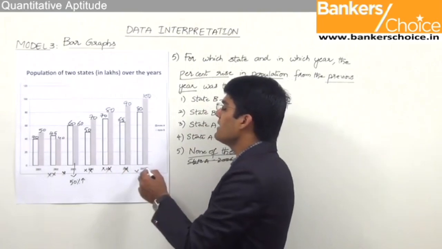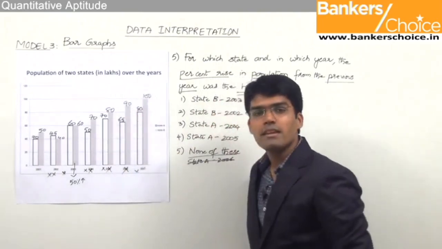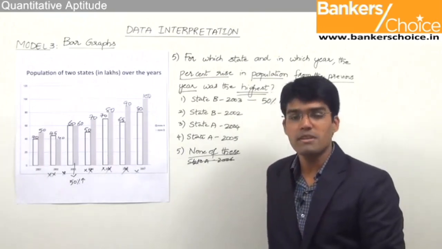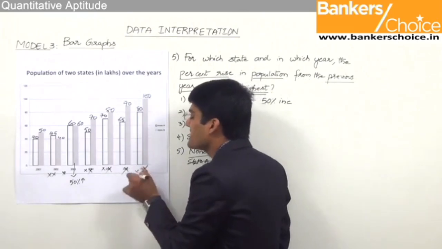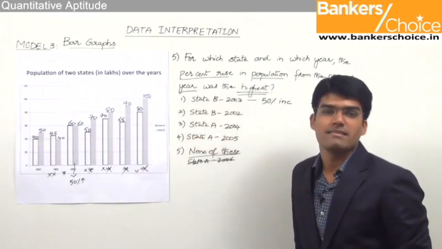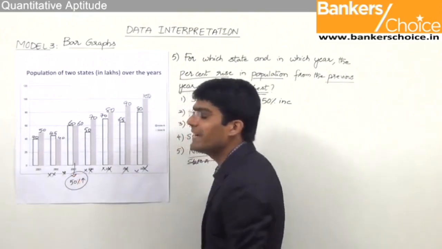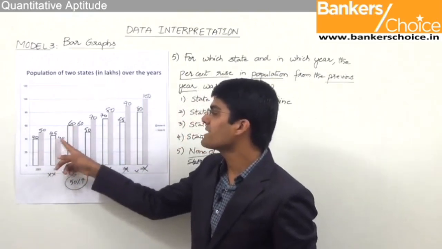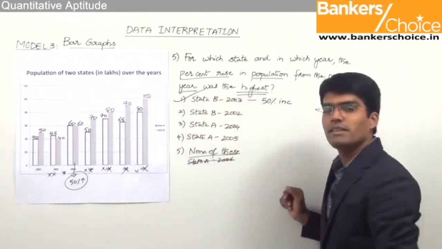And the last year is state B in 2007, that is 100. With respect to previous year, it was 90. So 90 is becoming 100. Again, a very small change. It cannot be a 50% change or more than 50% change. So even 2007, state B is cancelled. So we find that the maximum change here was shown by state B in 2003, and that is 50%. Why? Because 40 lakhs has become 60 lakhs. So our answer here is state B in 2003.